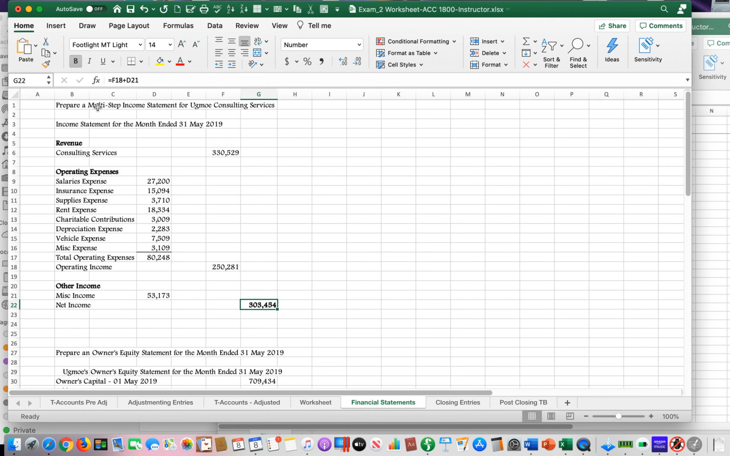Keep in mind, this is called a multi-step income statement. I want to see the name of the company. UGMO, in this case, is UGMO Consulting Services. It's an income statement for the month ended. I want to see that heading. You're not going to leave my class and go to another one not knowing how to construct a multi-step income statement. Here it is, folks. This is what I expect to see.